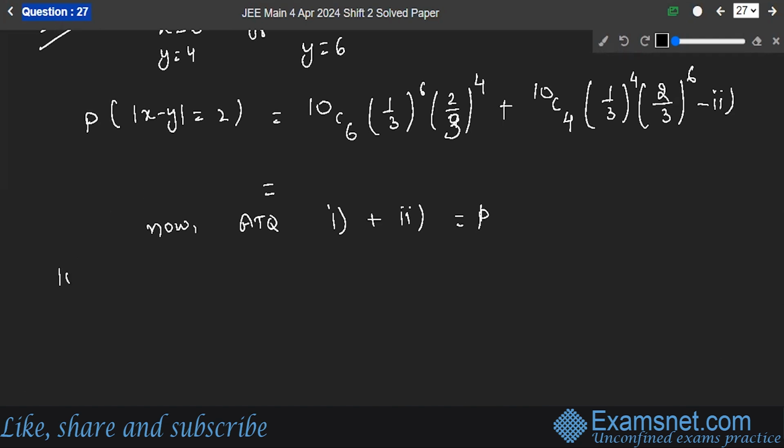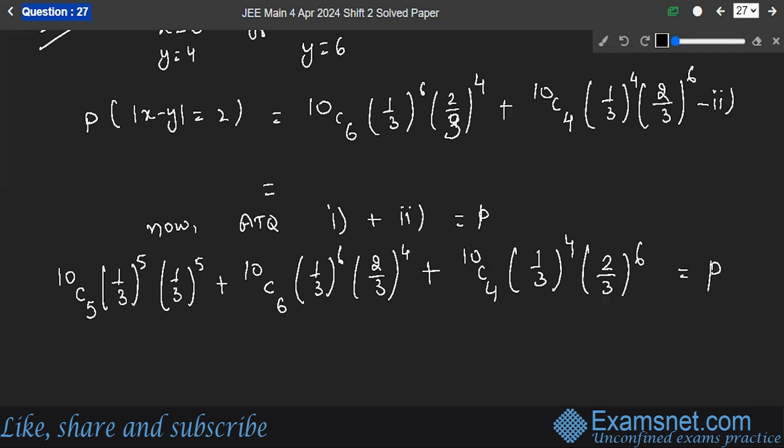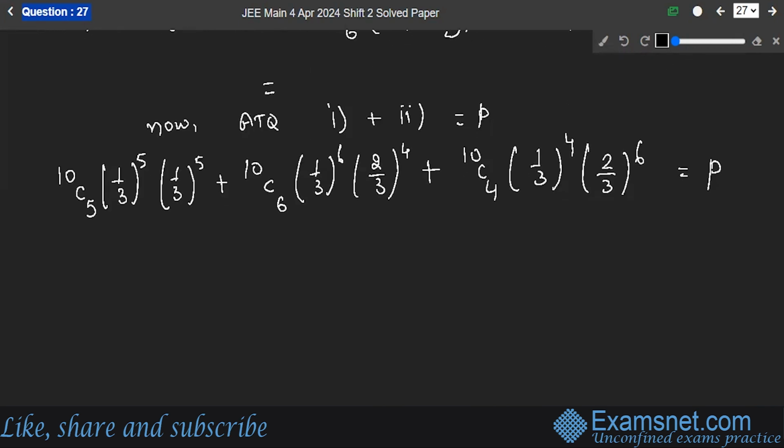And this gives me 10C5, 1 by 3 power 5, 1 by 3 power 5, plus 10C6, 1 by 3 power 6, 2 by 3 power 4, plus 10C4, 1 by 3 power 4, 2 by 3 power 6. This is equal to your P. Let's solve it now. 10C5 is, let it be like this only, 10C5.